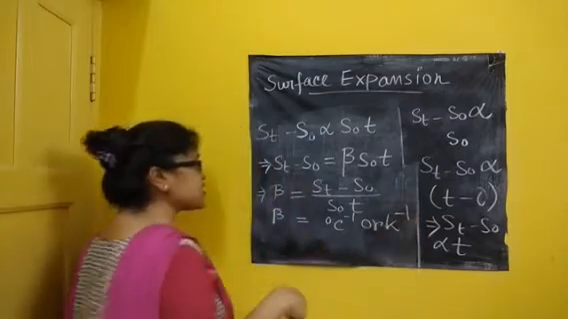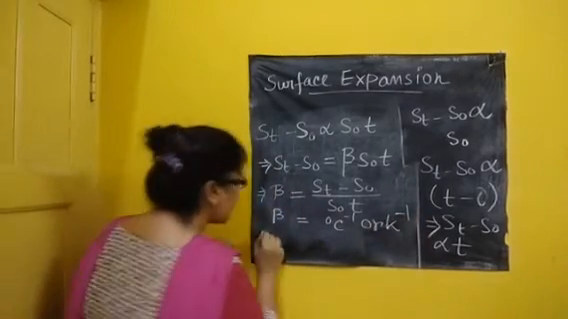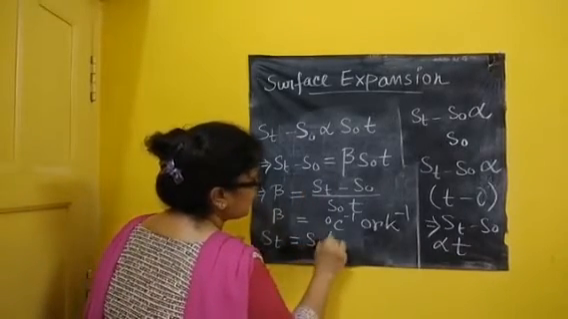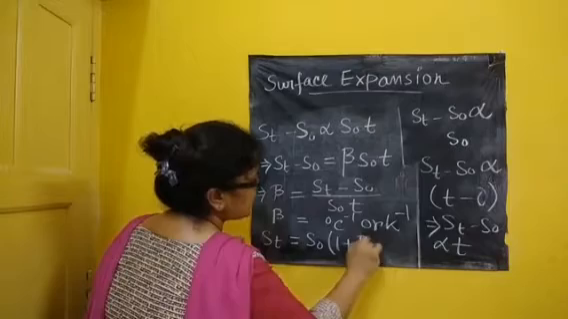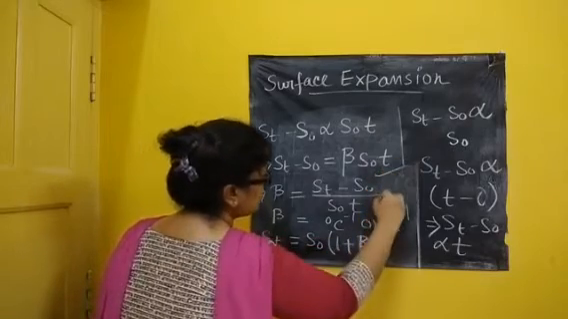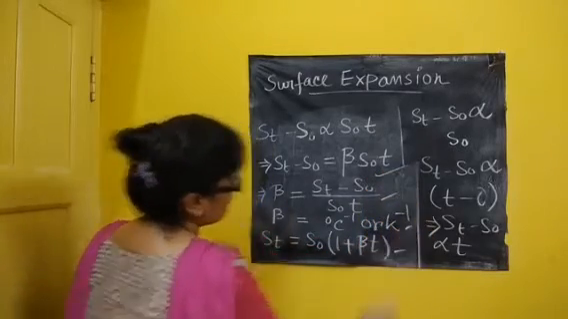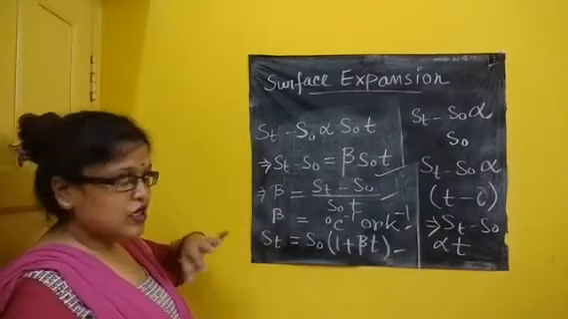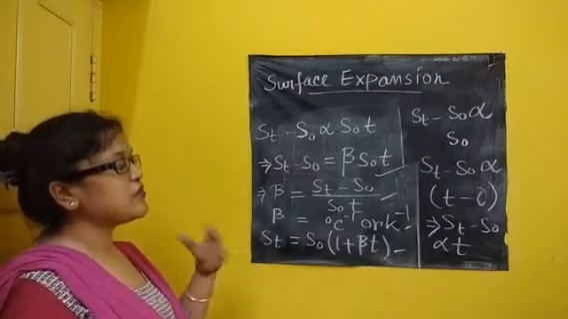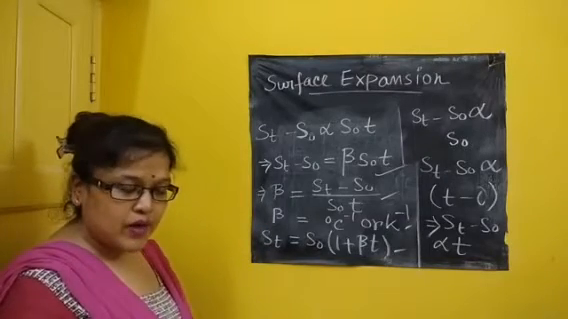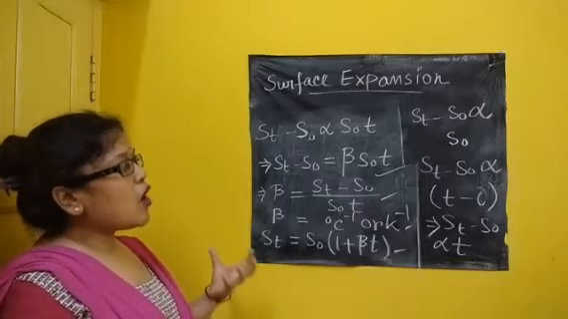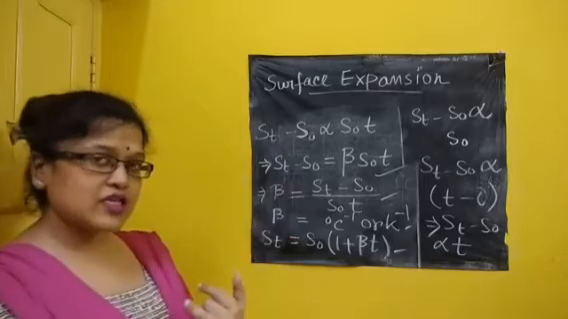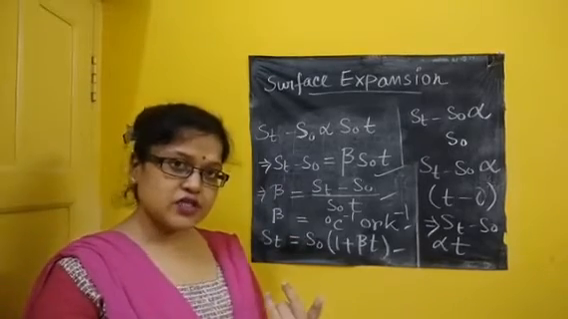How much has the surface changed? That is St equal to S0 common, 1 plus beta T. So this equation and this unit you need to remember. Clear? I think no confusion. This is all about surface expansion. It means if I give heat to a substance, how much the surface area will change. So similarly, linear expansion discussed, surface expansion discussed.